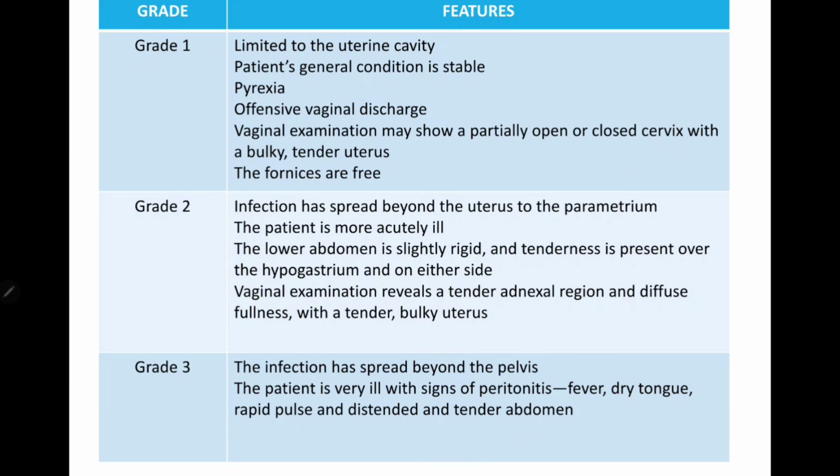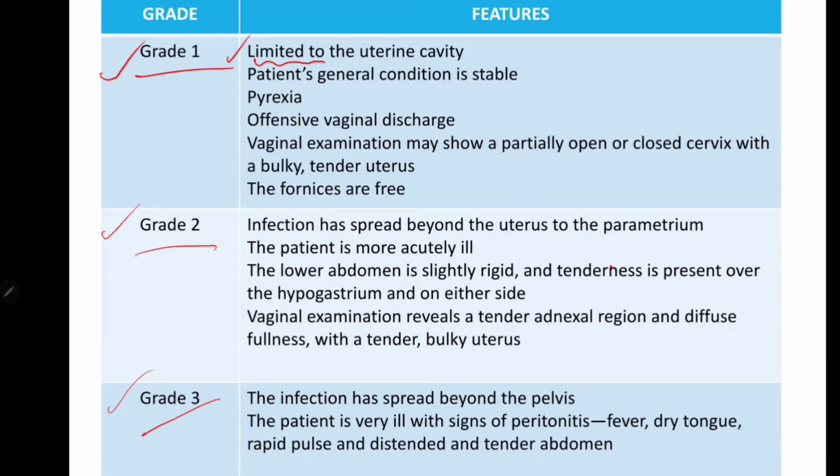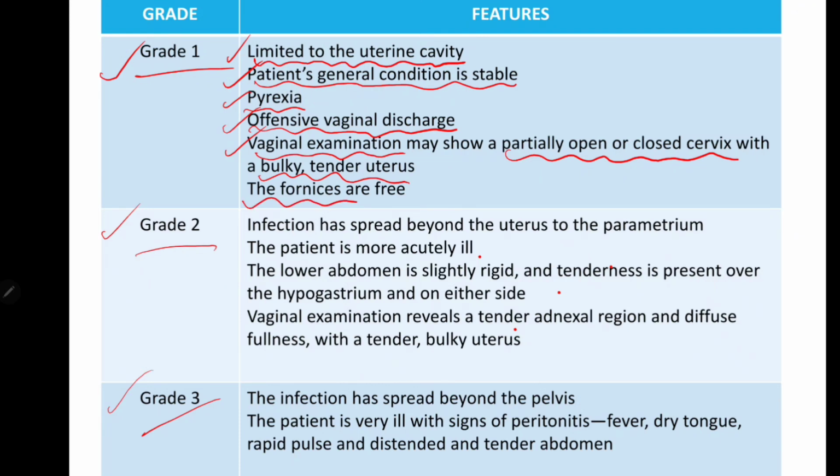Now we are going to grade septic abortion as grade 1, grade 2 and grade 3. So what are the features of grade 1, grade 2 and grade 3 septic abortion? In grade 1, first, it is limited to the uterine cavity. Second, the patient's general condition is stable. And third, pyrexia can be there, offensive vaginal discharge can be there, and vaginal examination may show a partially opened or closed cervix with a bulky tender uterus, and the fornices are free.